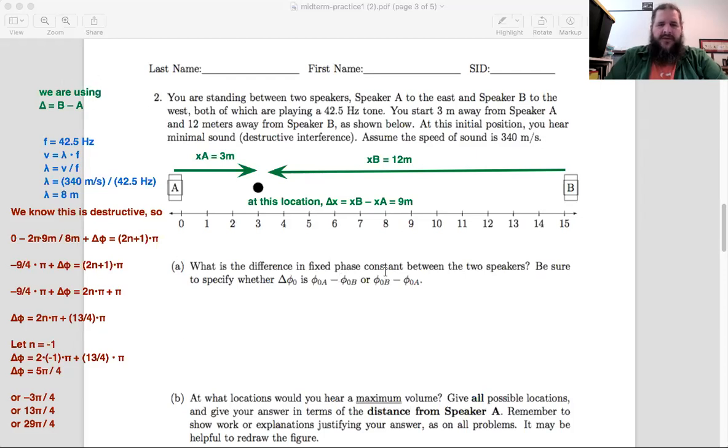So we now have delta little phi equals 5 pi over 4. So we'll use that for our next calculations. Any other questions on that part?